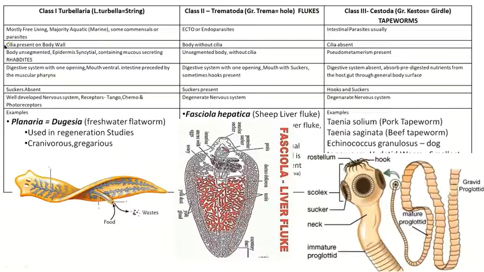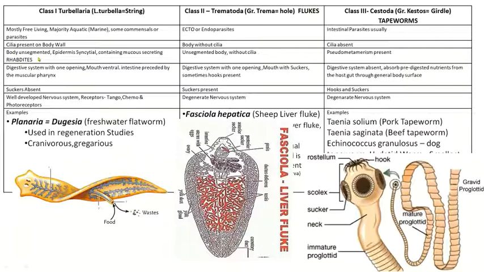Now we see the body wall. Turbellaria, cilia present on the body wall. We have seen multiciliated epidermis is a characteristic of Turbellaria because these are free living forms. Then body without cilia, because these are endoparasites. Trematodes, cilia is absent, and Cestodes, cilia is absent. That's why these two, Trematoda and Cestoda, are included in Neodermata.